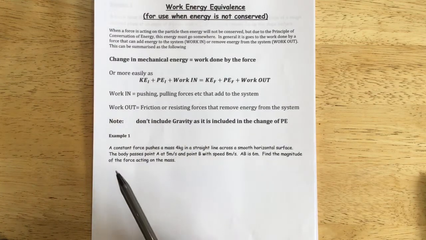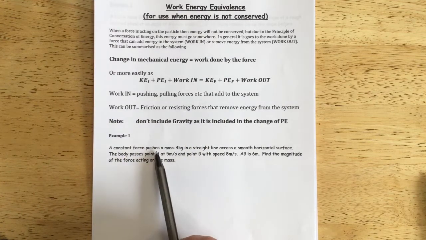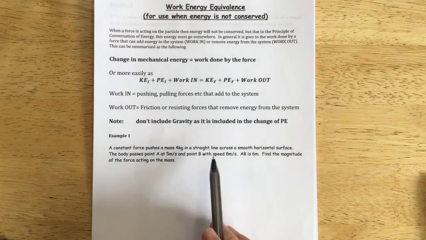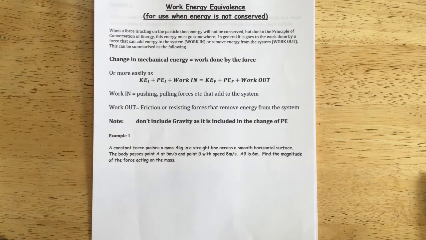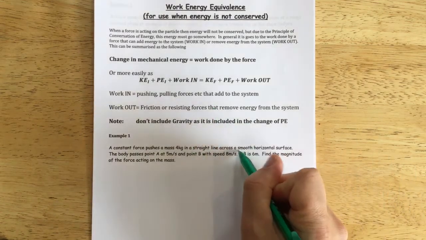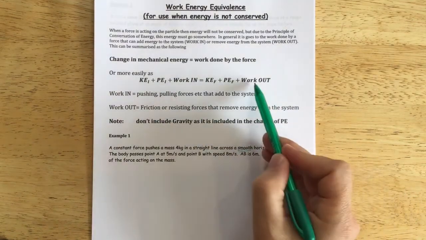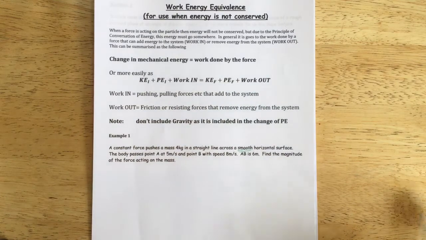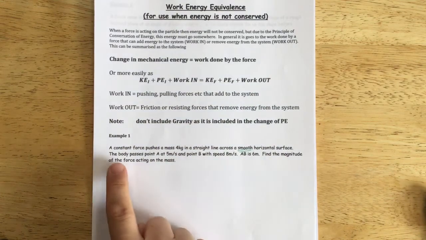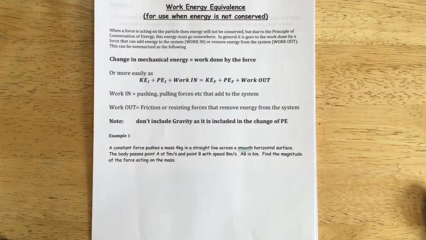So we have an example here. A constant force pushes a mass of 4 kilograms in a straight line across a smooth horizontal surface. It's important that it's smooth because there's not going to be any friction then, and so there's not going to be any work out against that friction. The body passes point A at 5 meters per second and point B with speed 8 meters per second. AB is 6 meters. Find the magnitude of the force acting on the mass.